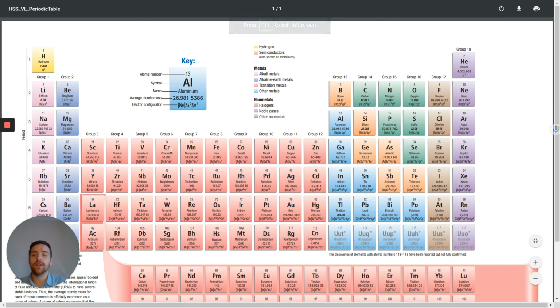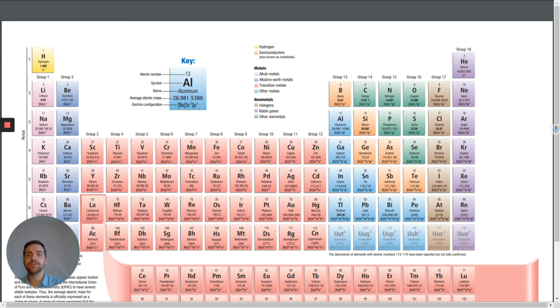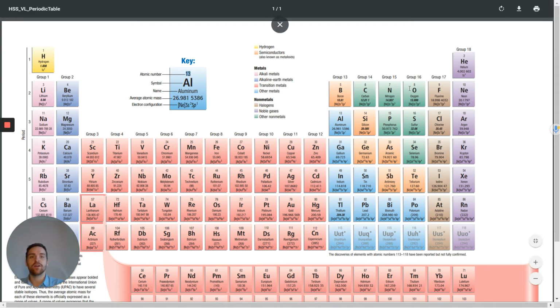All right, so here we have a periodic table. And what I want you to know is that the number at the top is the atomic number. And that number over here is the atomic mass, okay? Here it is 13. Here it is 26.981538.6, okay? It's a really long number, quite confusing, but I just want you to know what we're looking at.